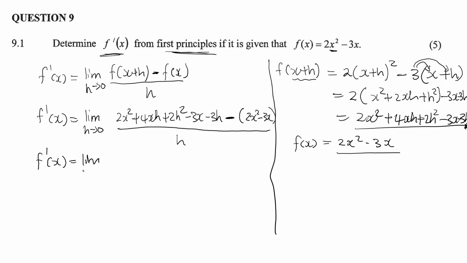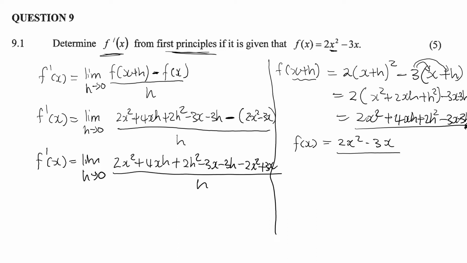Okay, so we can now go and remove the brackets by our negative, right? When you remove by negative, you'll get minus 2x squared plus 3x, because it will be negative and this one, and negative and that one, so it will be positive, right? Plus 3x. Okay, let's add the like terms. So you have minus 3x plus 3x, they will cancel out each other. 2x squared minus 2x squared, they will also cancel out each other. Then we're left with f prime of x equals the limit when h approaches 0 of 4xh plus 2h squared minus 3h, all divided by what?